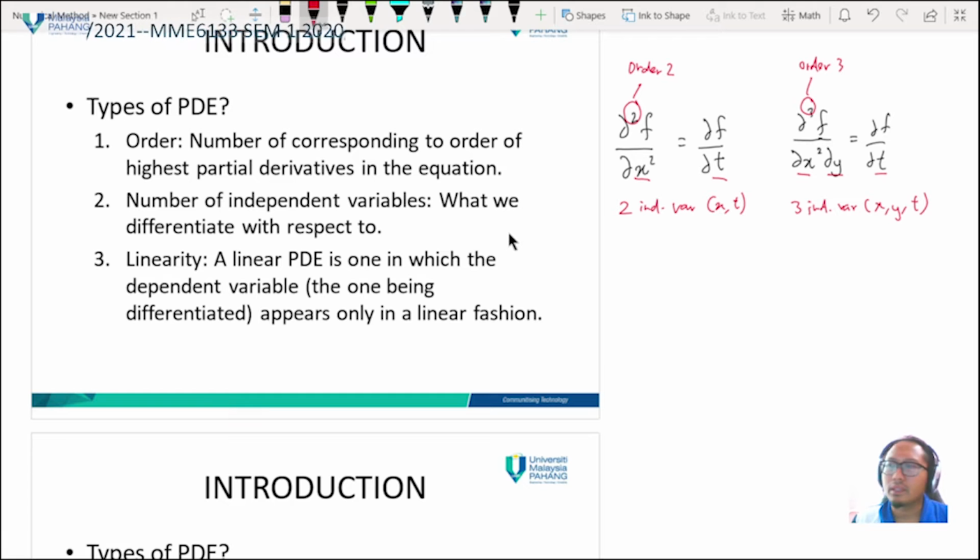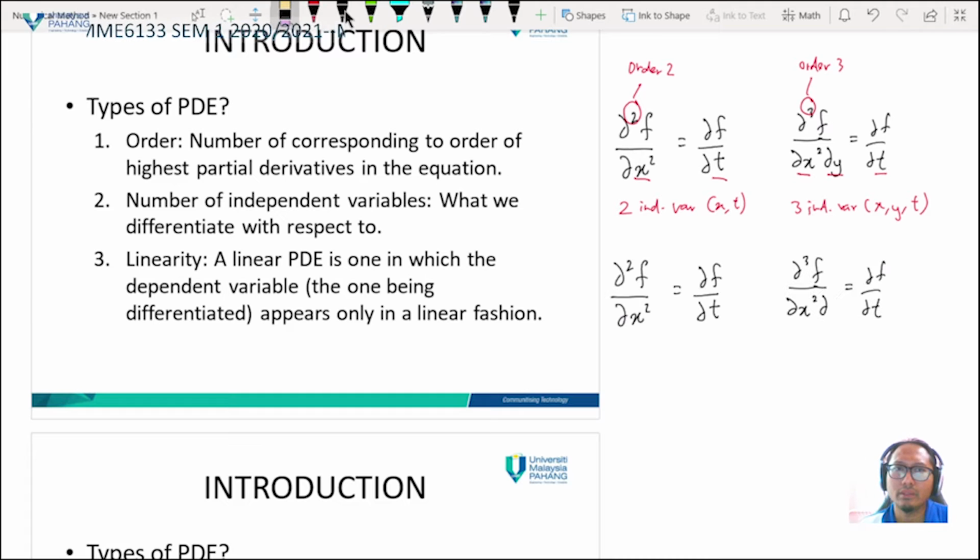The third type of PDE is looking at the linearity of the PDE. A linear PDE is one in which the dependent variable, the one that is being differentiated, in our case the function f, appears only in a linear fashion. Let's say we have the same equations as in the first and second types. We have d²f/dx² = df/dt. This is a linear PDE, as the dependent variable f appears only in a linear fashion.